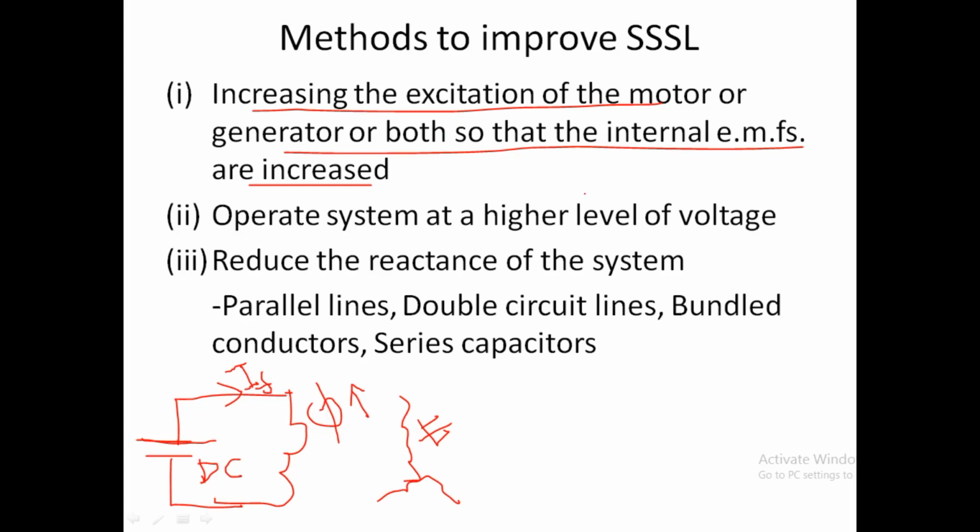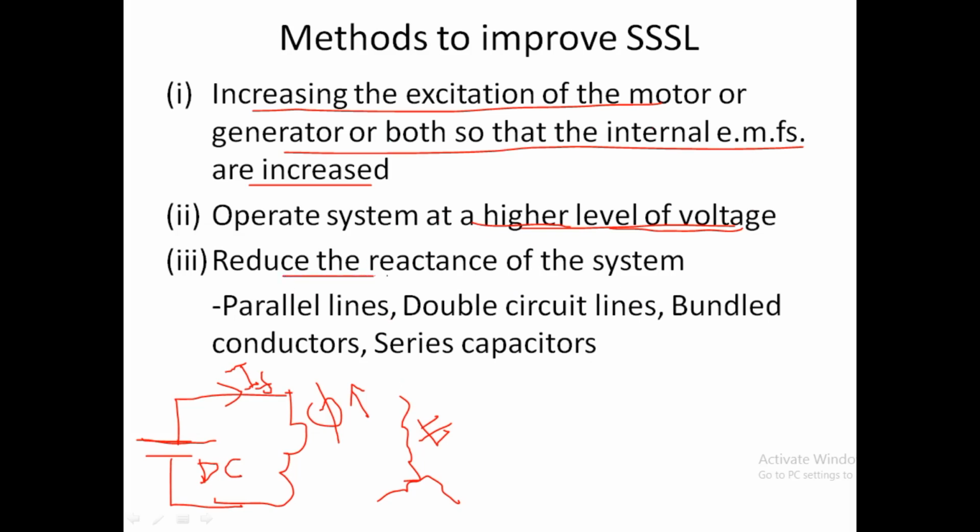Now, operate the system at a higher level of voltage. Again V is increased, if it is operated at a higher voltage level. But there is an issue with this, because whenever voltage is increased, the insulation level will increase, so more insulation is required, because insulation always depends on the voltage level.